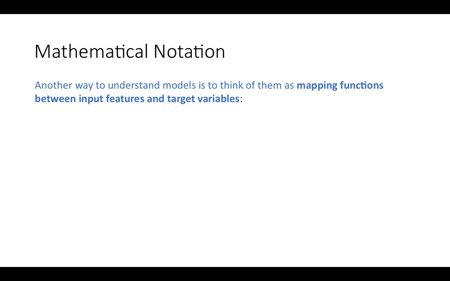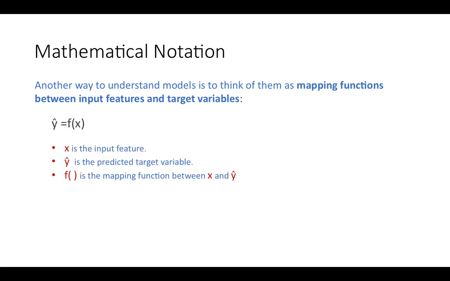So another way to understand models is to think of them as mapping functions between input features and target variables. Any data where there is a set of input features and an output we are trying to understand, there is a mathematical equation that can always be defined as y hat equals f(x). So what is x here? x is the input feature, and y hat is the predicted target variable, and the relation between y hat and the input feature is a function of x that can be represented in any mathematical function.